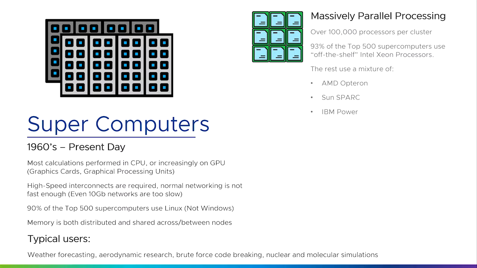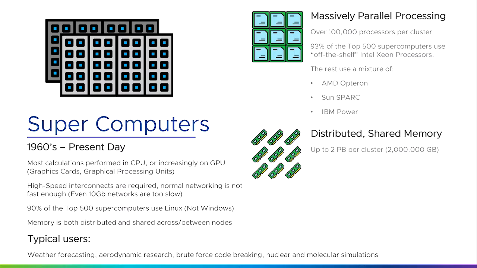The rest of the computers on the top 500 list use processors from AMD, the Opteron, Sun Spark or IBM Power. But it just goes to show that you can actually use commodity components to create a world-beating computer if the software that combines them together is smart enough.